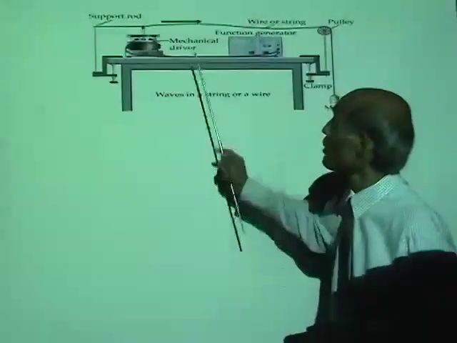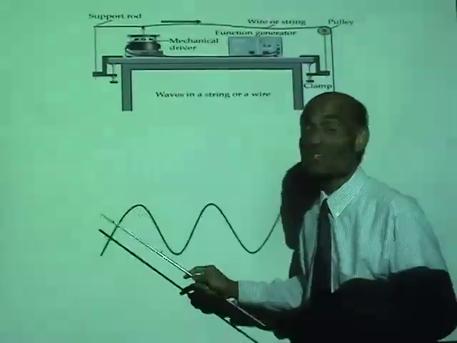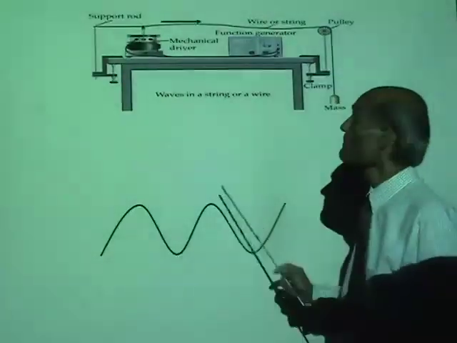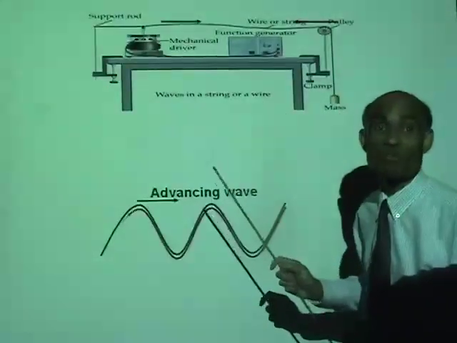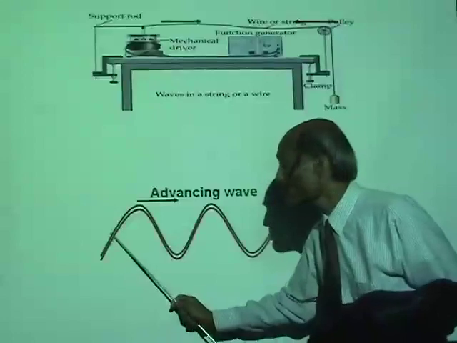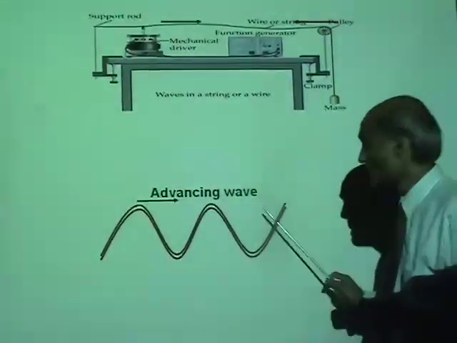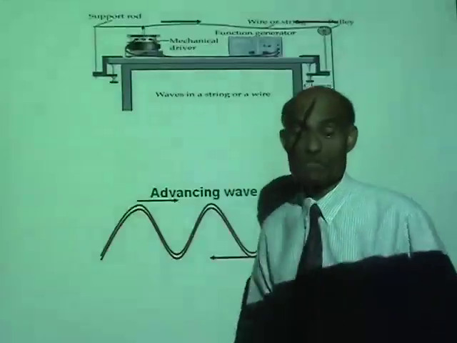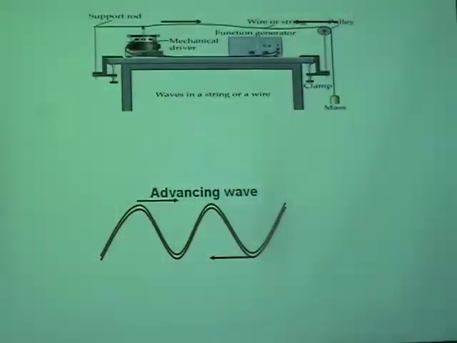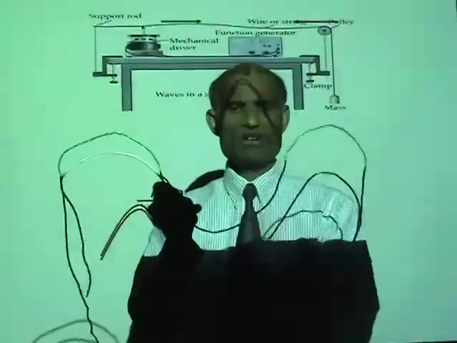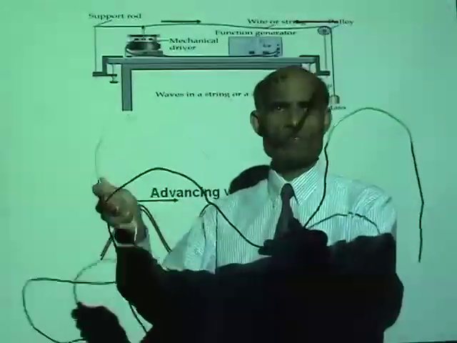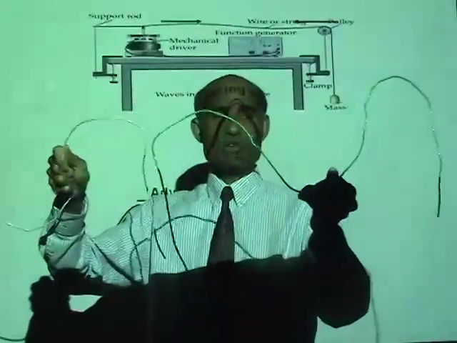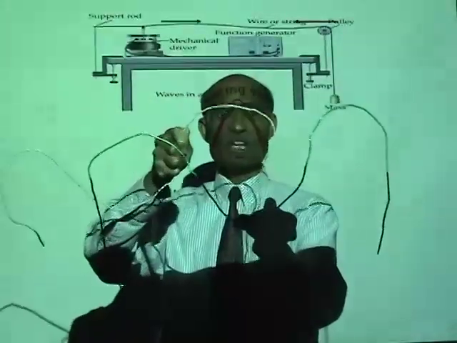All right, let's now talk more. Now, the green wave is the advancing wave. Here is the advancing wave, and the red wave is the reflected wave. So you must understand that the green wave is moving to the right and the red wave is moving to the left. Now, let me see if I can construct that on a very clumsy model here. Now, this is the green wave and I could not find the red one, so I'm using a white one here. Now, the advancing wave and the reflected wave.